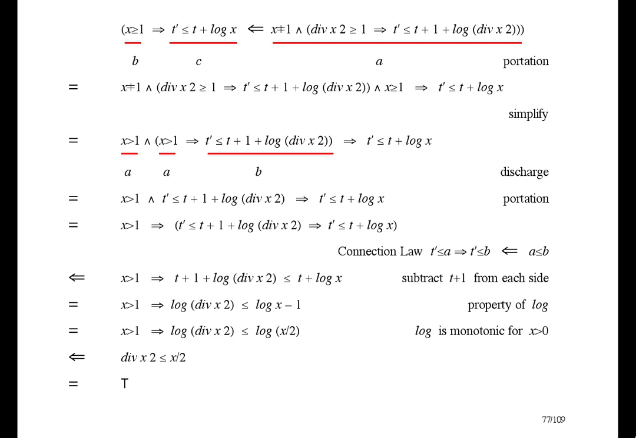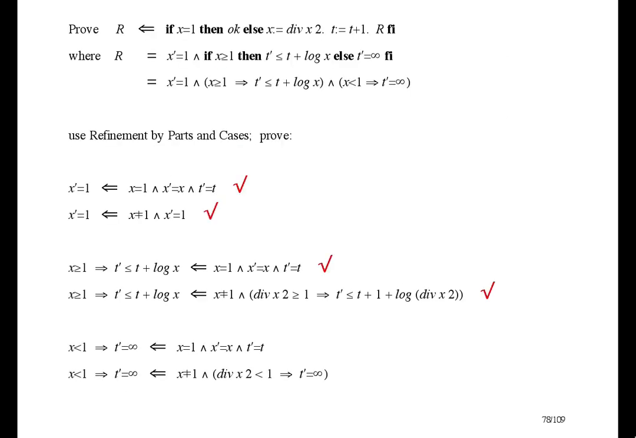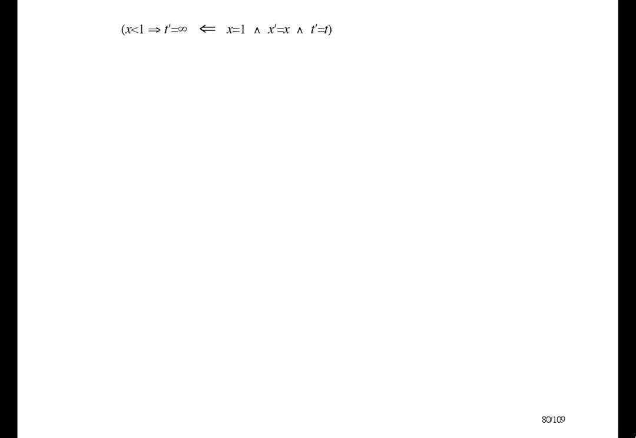So, we're done the hard one. That leaves 2 more refinements to prove. Putting this one on a clean page, I see it has something implies an implication, so I'll use portation and get this. X less than 1 and x equal 1 is false. And false implies anything.